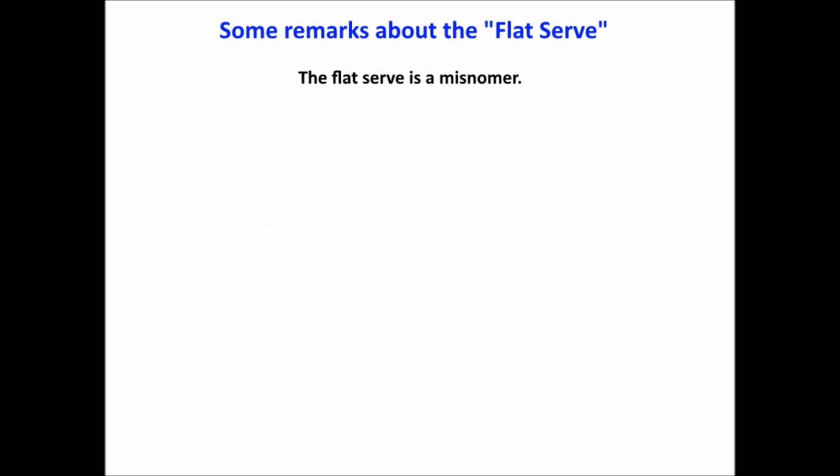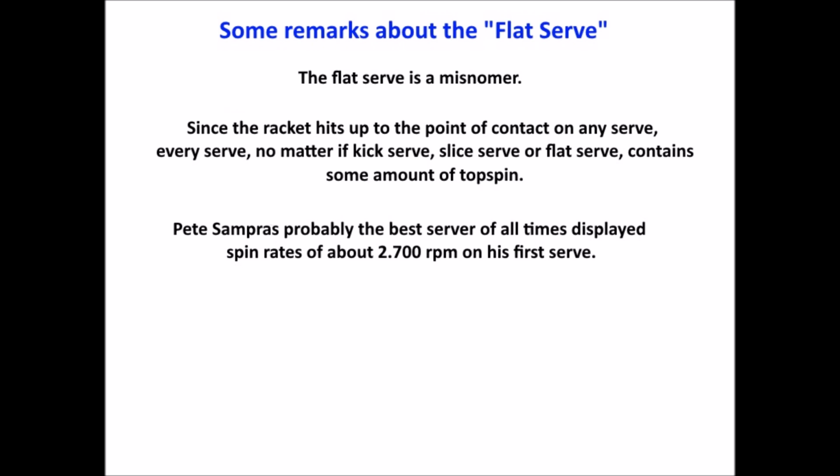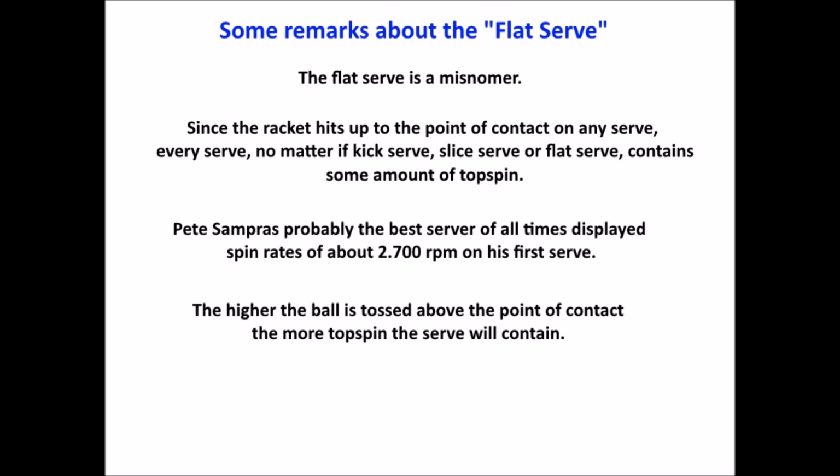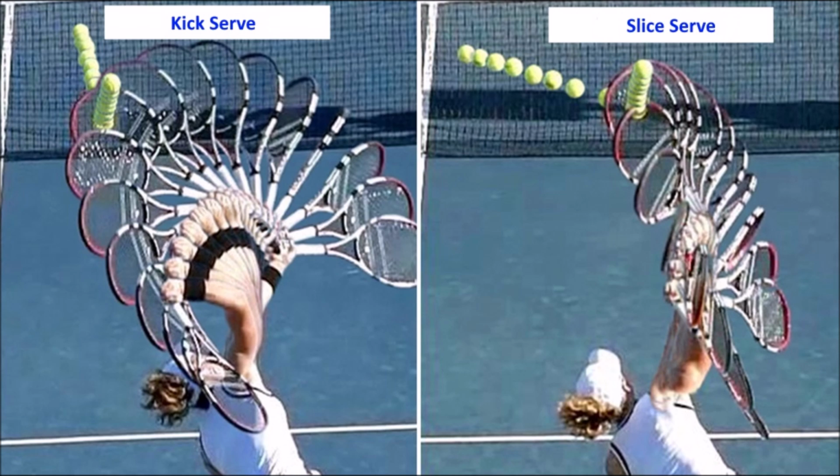Let's make some remarks about the flat serve. Actually, the flat serve is a misnomer. Since the racket hits up to the point of contact on any serve, every serve, no matter if kick serve, slice serve or flat serve, contains some amount of topspin. Pete Sampras, probably the best server of all times, displayed spin rates of about 2,700 revolutions per minute. The higher the ball is tossed above the point of contact, the more topspin the serve will contain. Here you see the swing path of the racket for a flat serve and a kick serve. And here a kick serve and a slice serve.